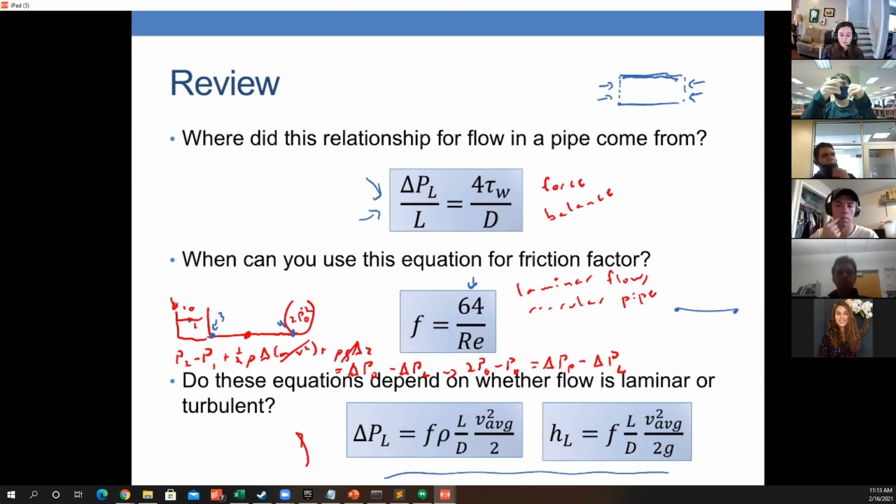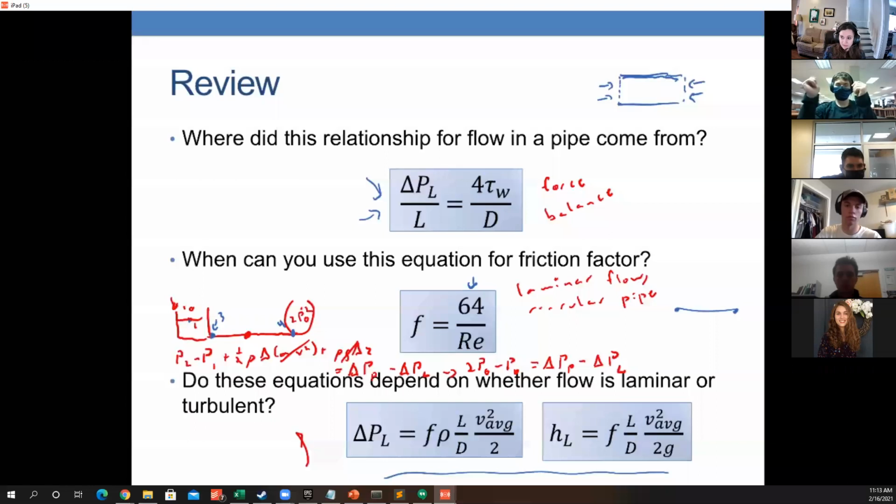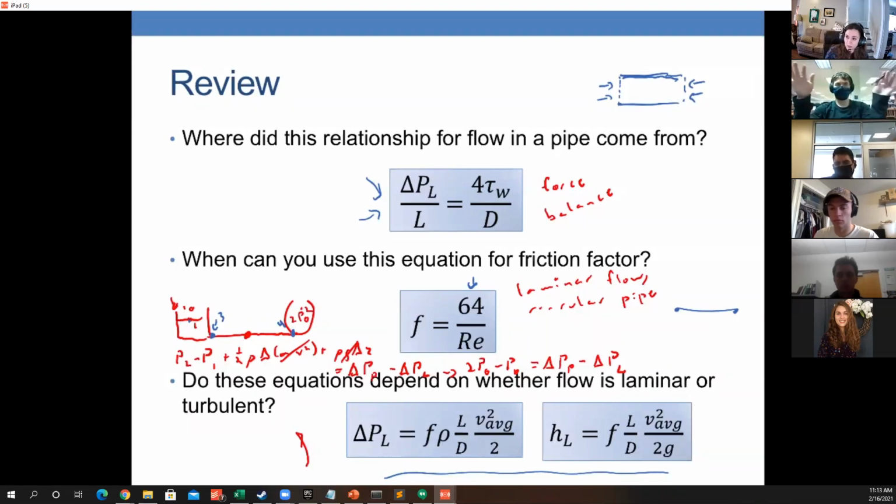So these equations work for laminar or turbulent flow, or non-circular pipes, or whatever. So you would need to use the hydraulic diameter in that case. We learned how to get friction factor for laminar flow, but as we've said before, most flow is turbulent. So we want to figure out what will happen for turbulent flow.